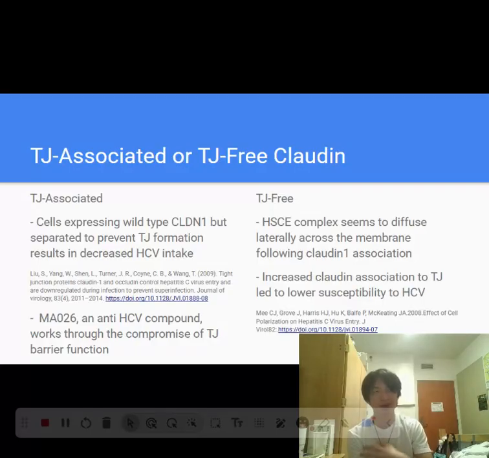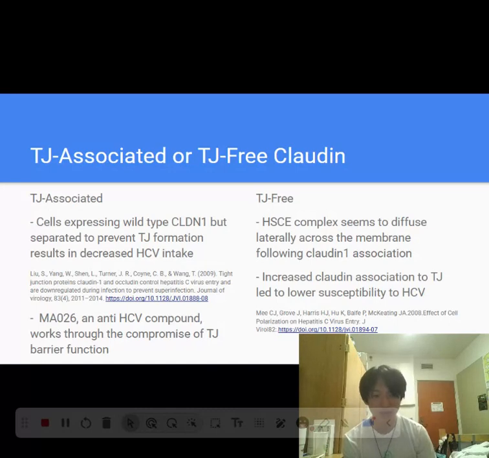So there was an experiment done where they had a cell expressing the wild-type CLDN1 protein. Everything was the same, except that when growing the cells, they separated them to prevent the formation of tight junctions. And what they saw was a decreased uptake in HCV. This supports the theory that HCV binds to the tight junction associated claudins because there were no tight junctions and there was a decrease in HCV intake.